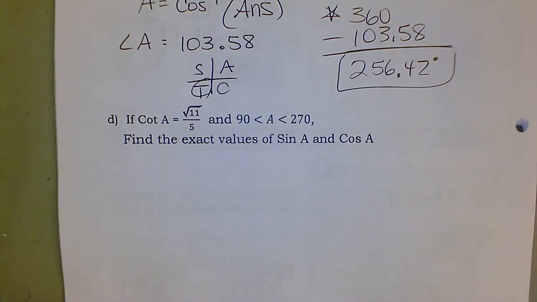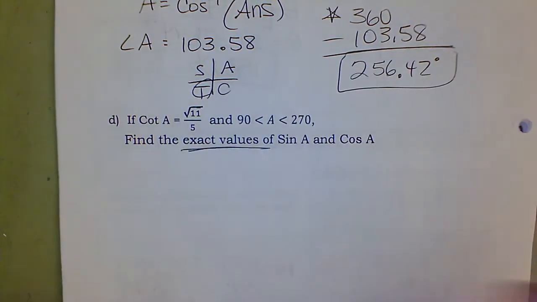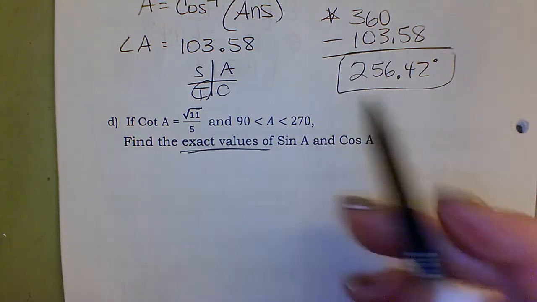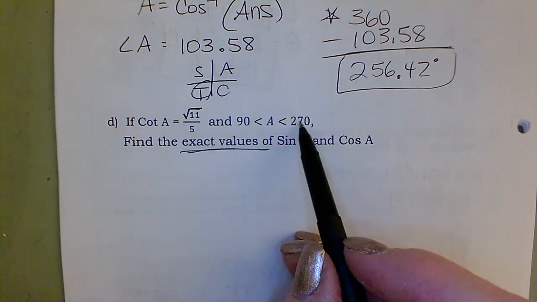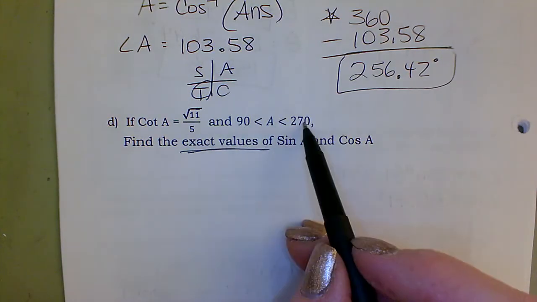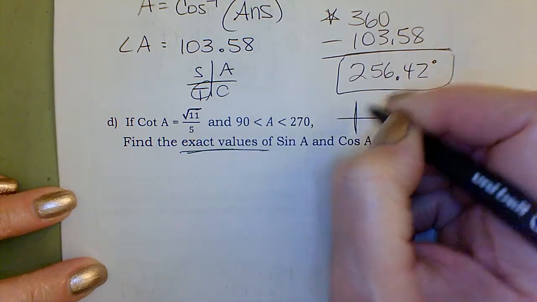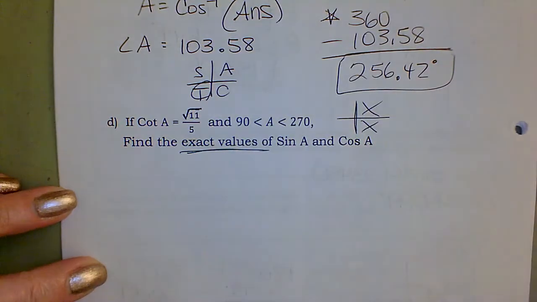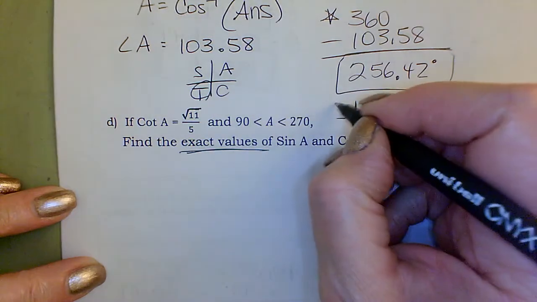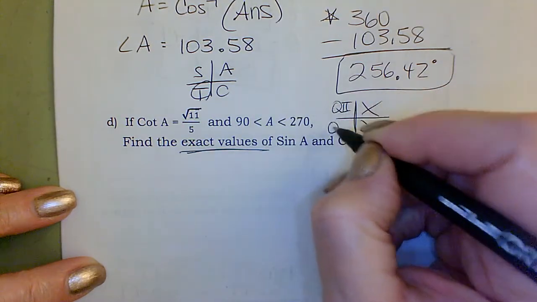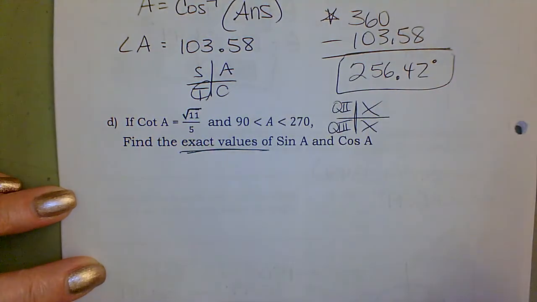Now the last one is exact value. So either special triangles, or I have to use the Pythagorean theorem and find my missing side. By the looks of it, since I have a square root 11 and a 5, special triangles are not going to happen. And then they also have a parameter here, only from 90 to 270. Well, 90 to 270 doesn't use those two quadrants. That means it has to be in quadrant 2, or quadrant 3, or it could be in both.